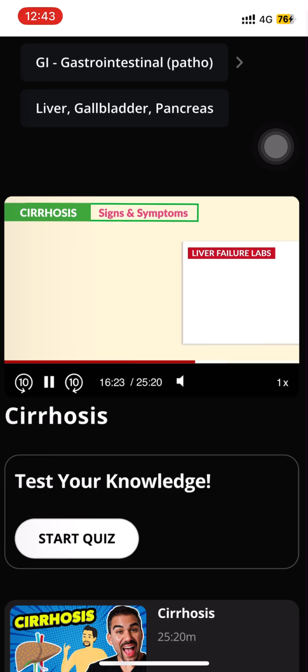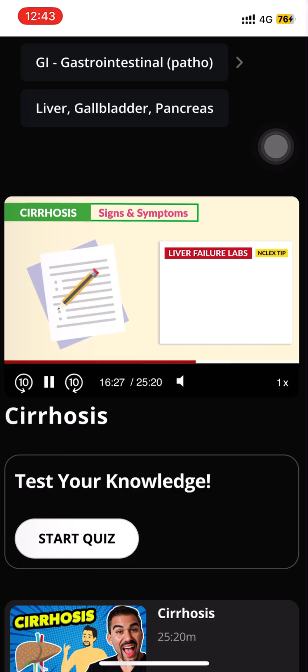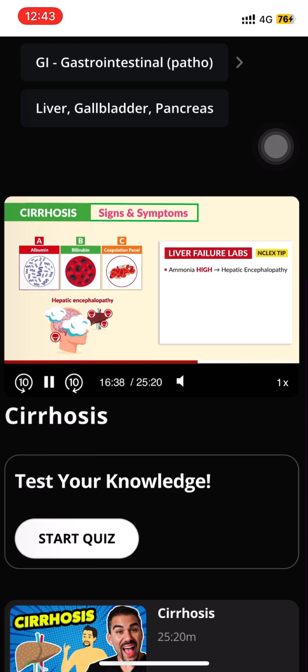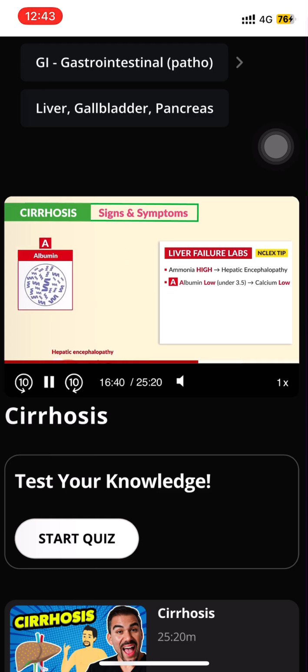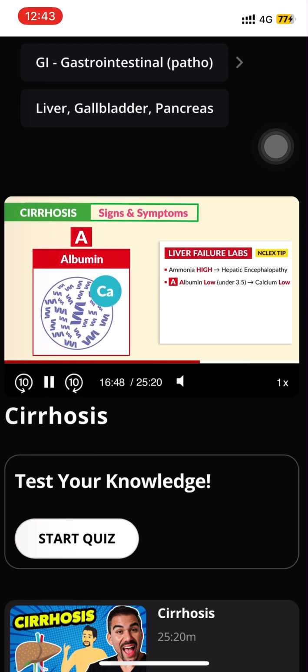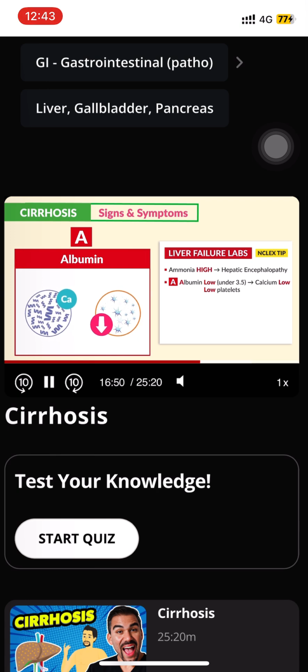Now, in terms of liver failure labs, big NCLEX tip, write these down. They love to come up on select all that apply questions. So ammonia will be high, causing the hepatic encephalopathy, our cloudy brain. And the ABCs of the liver will be all jacked up here. So A for albumin, that's going to be low, under 3.5, as well as calcium will be low, since calcium binds to albumin. And we'll also see low platelets.